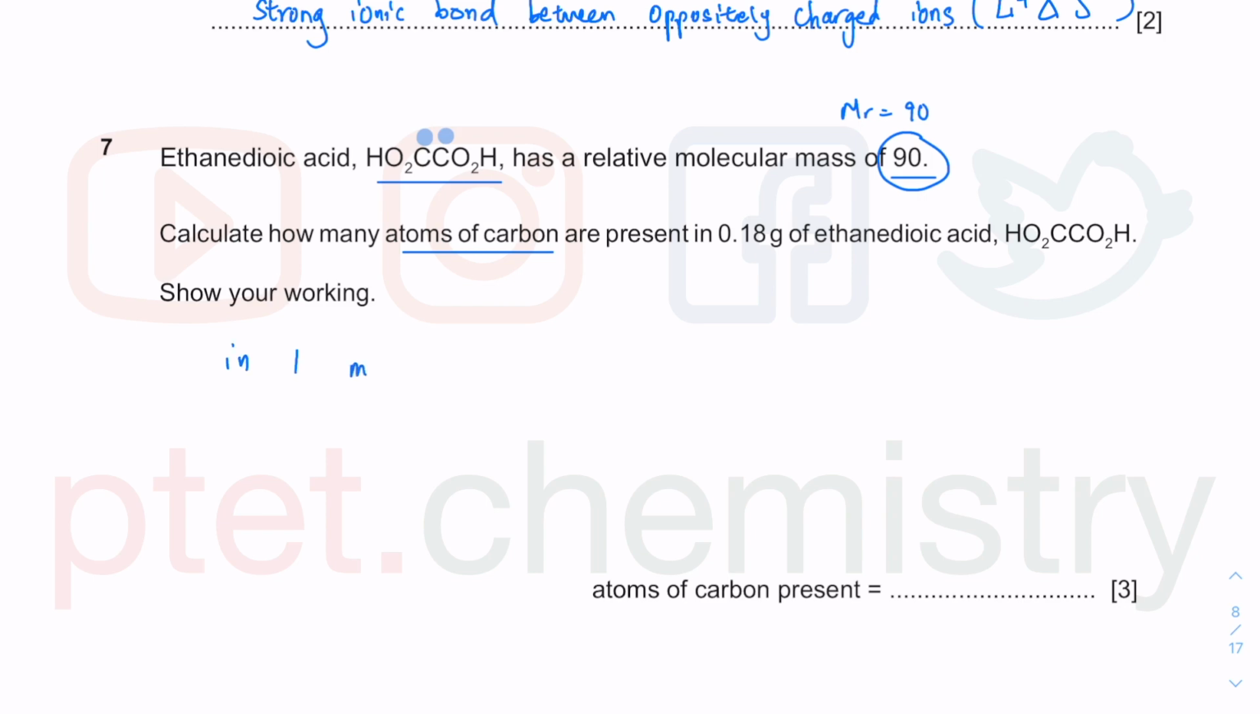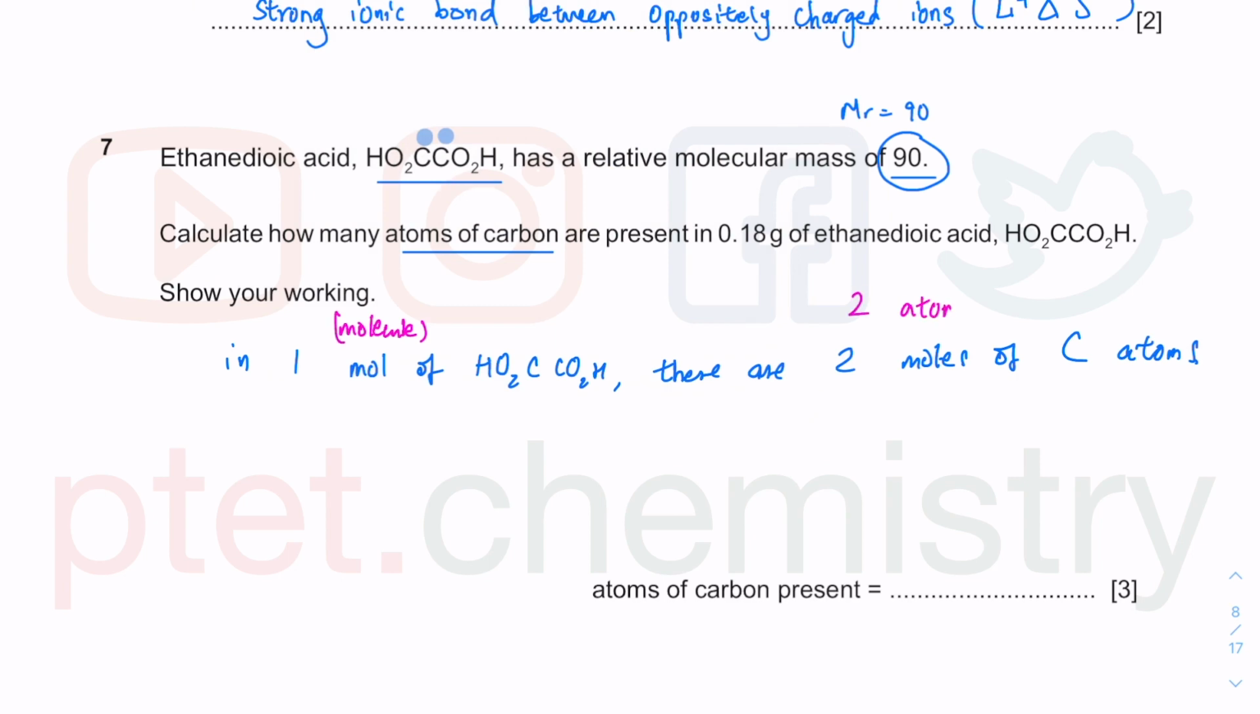in 1 mole of HO2C-CO2H, there are 2 moles of carbon atoms. If you don't want to use mole, you can think about in 1 molecule. So in 1 molecule of it, you can count 2 carbon atoms. There are 2 atoms of carbon. So it really depends on which terminology you use. If I use 1 mole, then I use 2 moles of atoms. If I use 1 molecule of that, then I have 2 atoms of carbon.